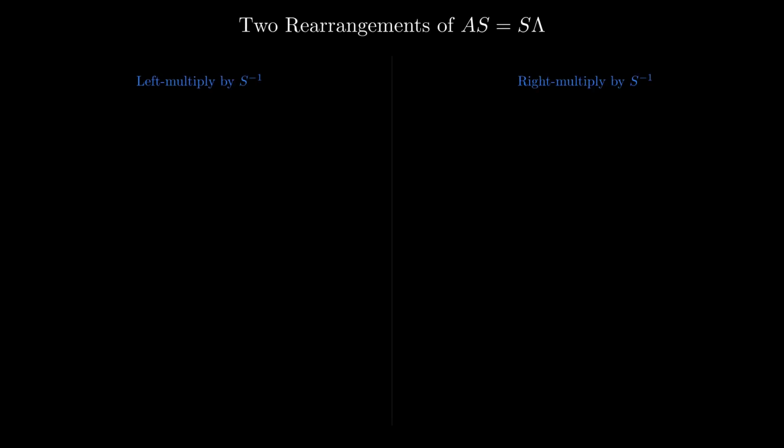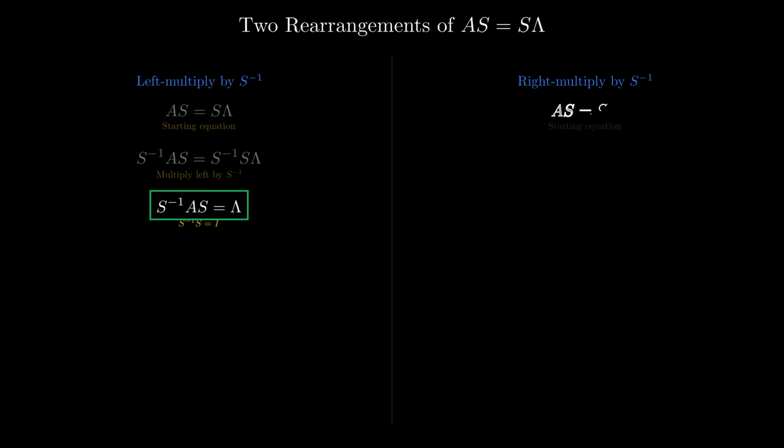Now for the two rearrangements. Start with AS equals S lambda. First, multiply both sides on the left by S inverse. On the left, we get S inverse AS. On the right, S inverse times S cancels to the identity, leaving just lambda. So S inverse AS equals lambda. That is A conjugated by S becoming purely diagonal. Now go back to AS equals S lambda and multiply on the right by S inverse instead. On the left, S times S inverse cancels, leaving A. On the right, we have S lambda S inverse. So A equals S lambda S inverse. That is A rebuilt from its eigenstructure.